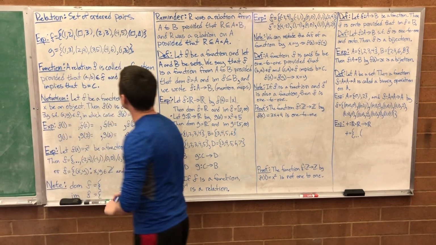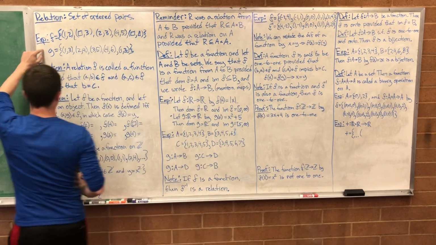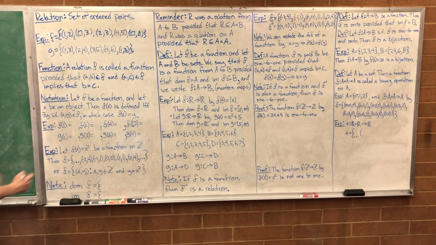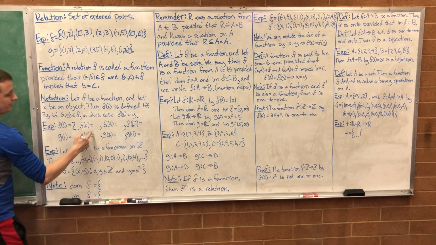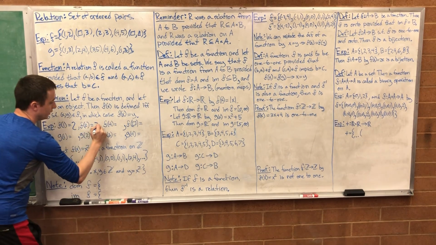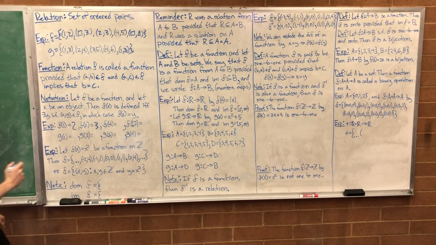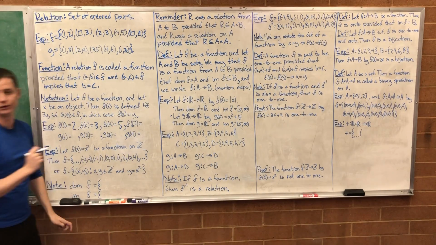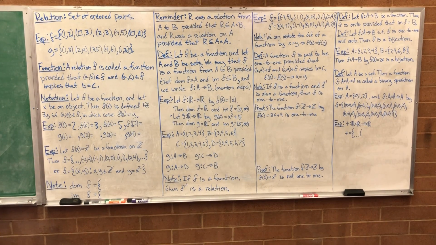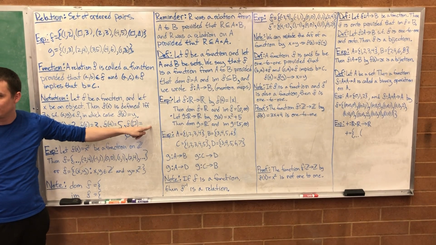So let's do some examples real quick. Looking at f from this example, what's f of 1 equal to? 2. What's f of 2 equal to? 3. What's f of 4 equal to? 5. What's f of square equal to? Trick question. Undefined. It breaks down. That's why we said let f be a function. Here it wasn't a function, so the notation isn't defined in this case.